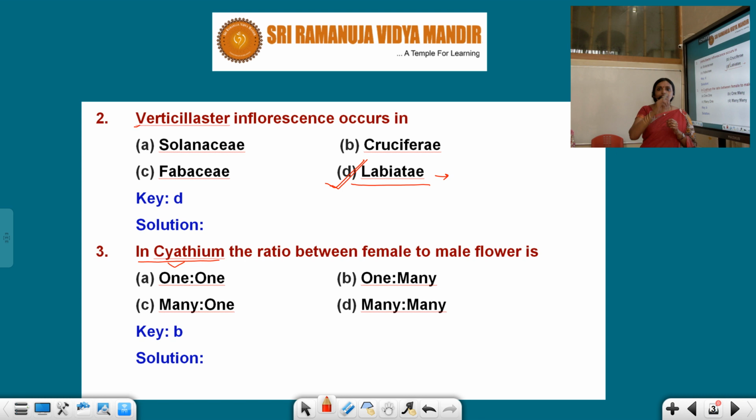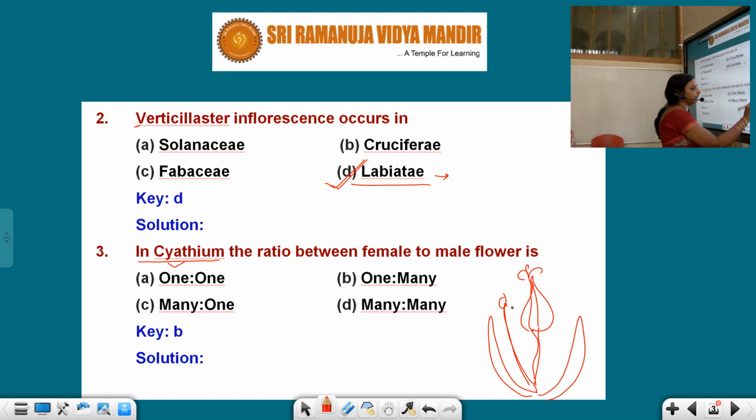One with the trifid stigma, one female flower is present, and this is the cup-like structure, and surrounding it many male flowers. Each stamen is considered as a male flower. So many male flowers are present which surround the single female flower. A pistil is considered as the female flower, and the stamens are known as male flowers. So surrounding one female flower, many male.